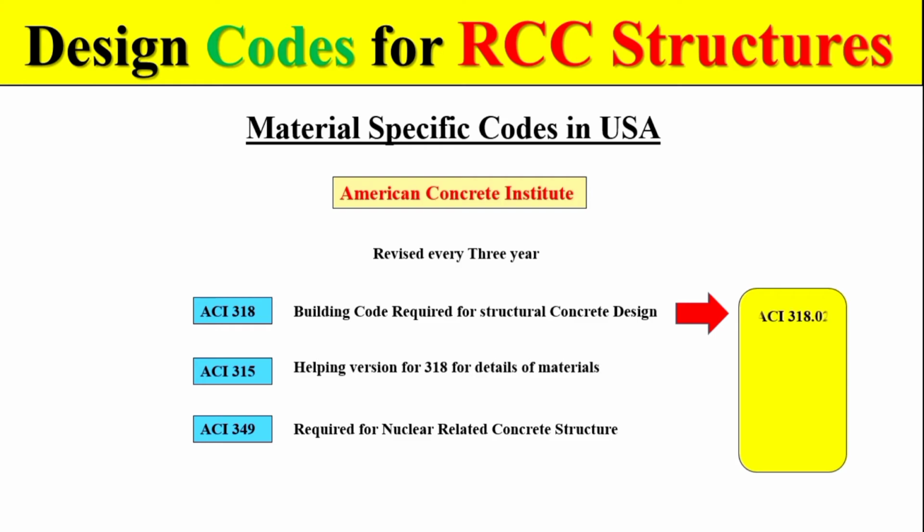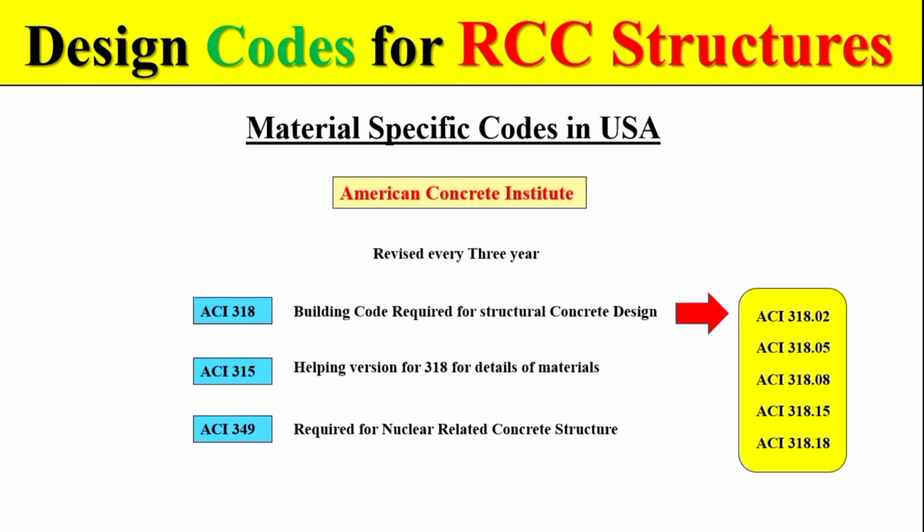ACI 318 has the starting version 318-02, and then ACI 318-05, then ACI 318-08, ACI 318-15 (sic), and then we have ACI 318-18. So this is the updated version, which is ACI 318-18, and the starting version is ACI 318-02.